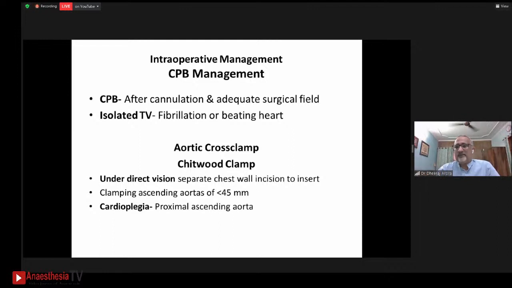How do we clamp the aorta? There are two methods for clamping the aorta: either by putting a clamp under direct vision by the surgeon, or by the endoballoon. The first, which is used quite commonly in our institute, is the Chitwood clamp. It is placed in the third intercostal space by the surgeon under direct vision through a separate small chest wall incision. The aorta size should be less than 45 millimeters. The cardioplegia cannula is also placed directly into the ascending aorta, and after putting the clamp, the cardioplegia is given.